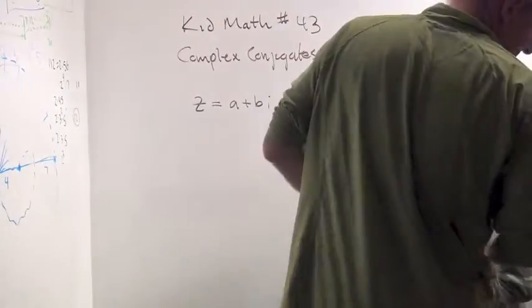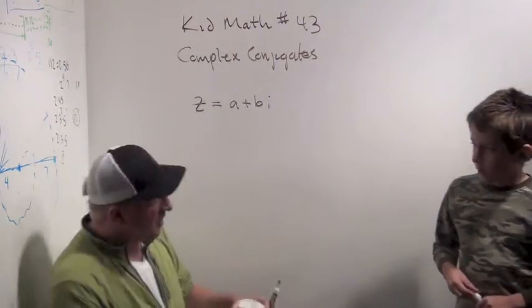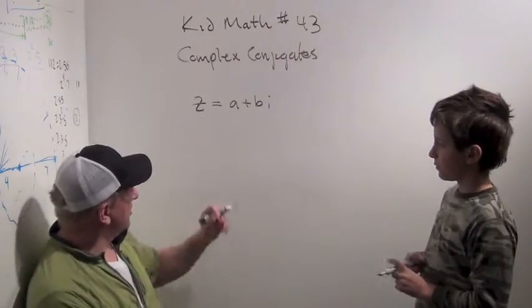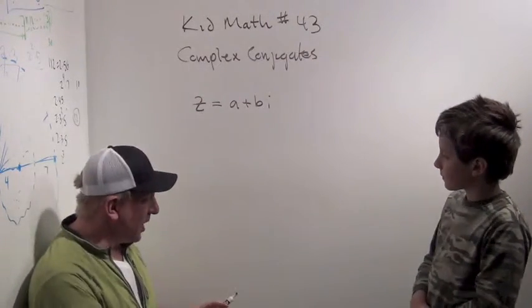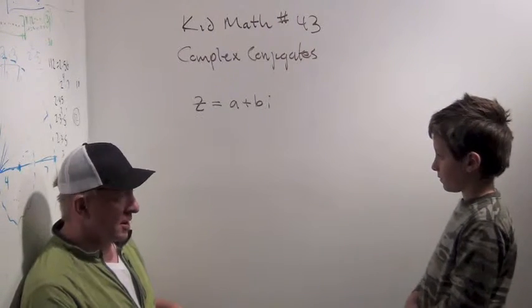KidMath number 43. So we're still playing around in chapter 12 of Art of Problem Solving's algebra book. And today we spent a little bit of time this morning talking about conjugates, which is actually a new operation for complex numbers that we've never talked about before.